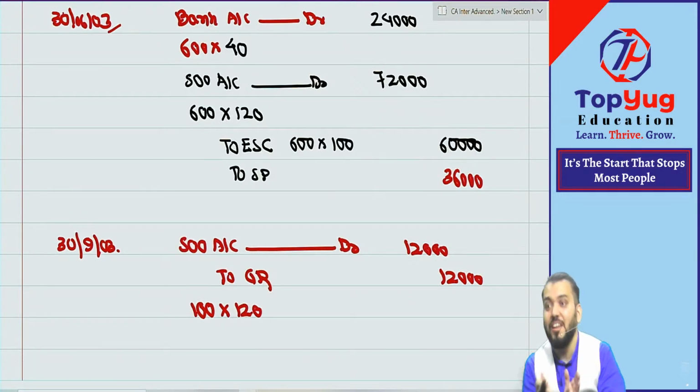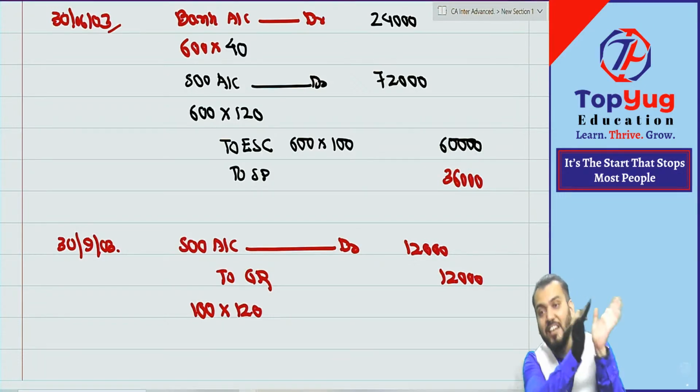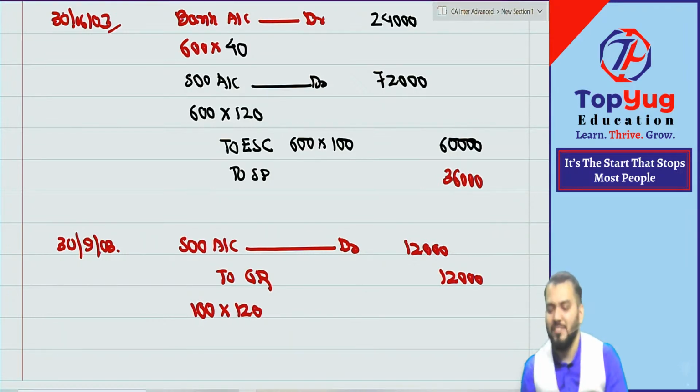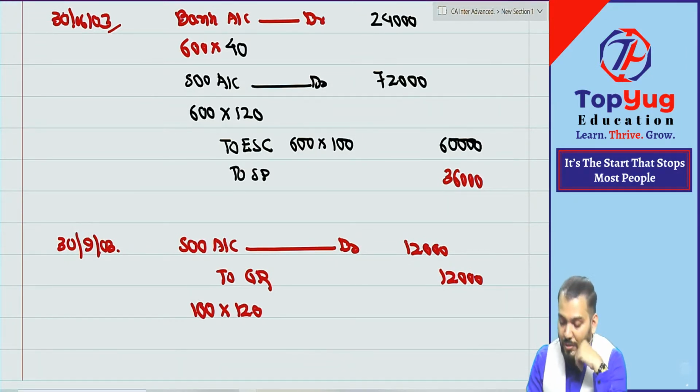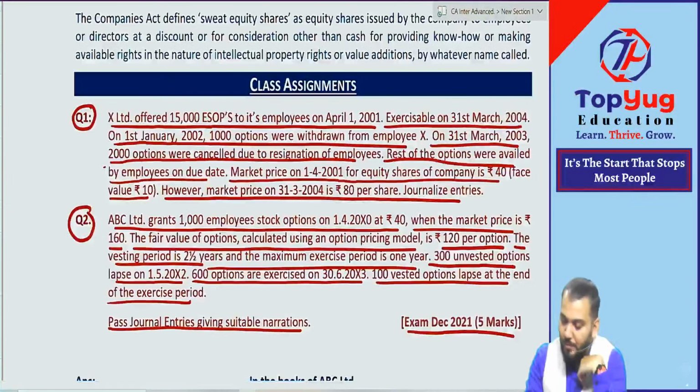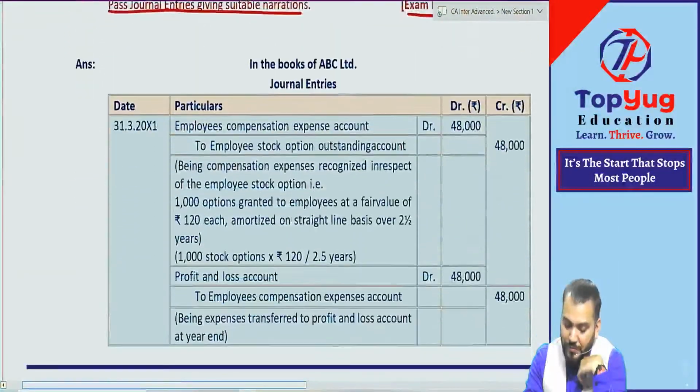Because there is less information, all information is not given. Sometimes it becomes more difficult if you are not able to understand the information. Have you understood these two questions? Chalo. I hope it was done correctly.